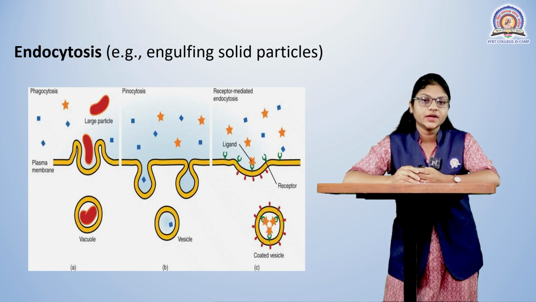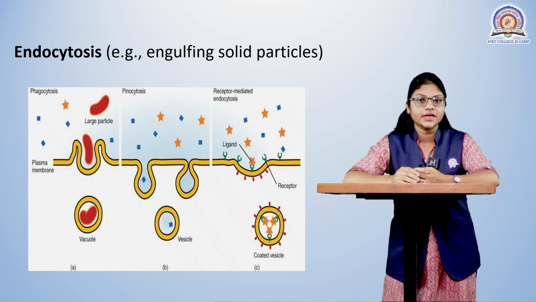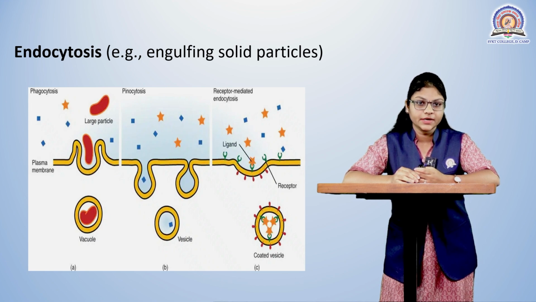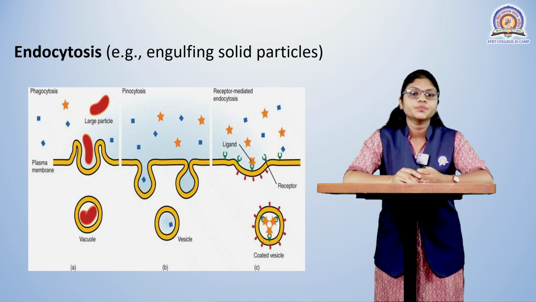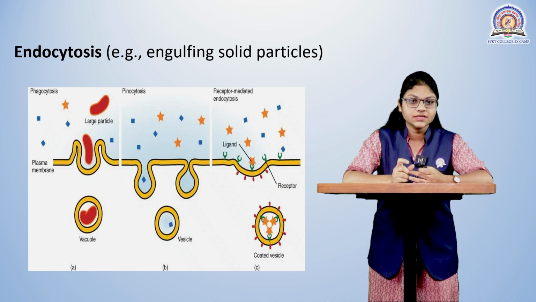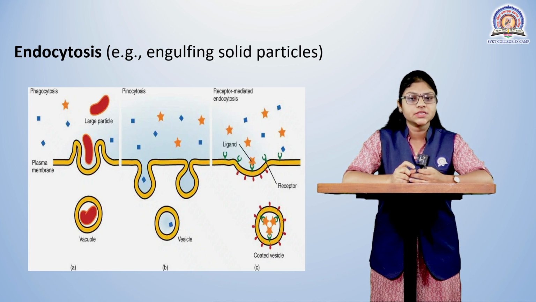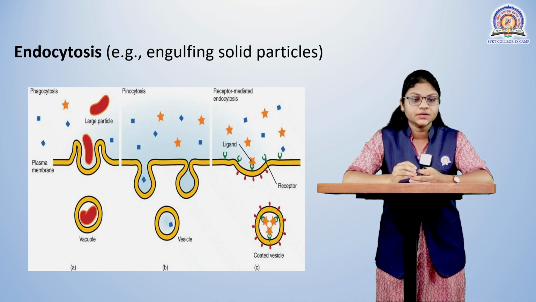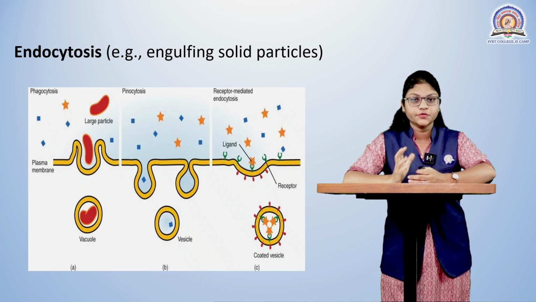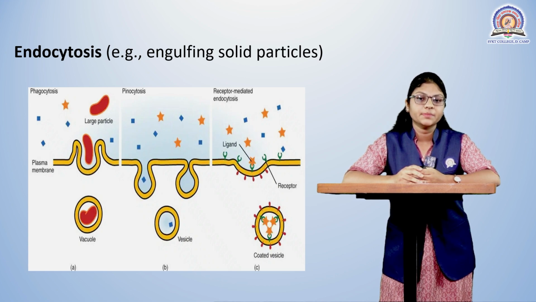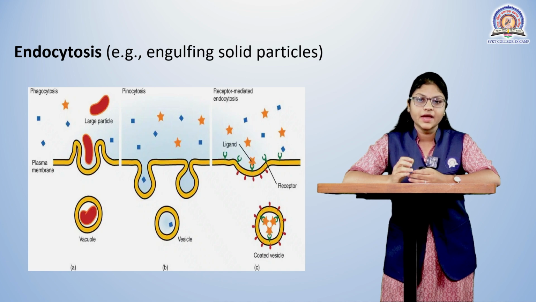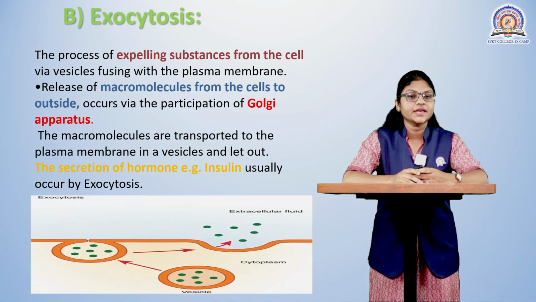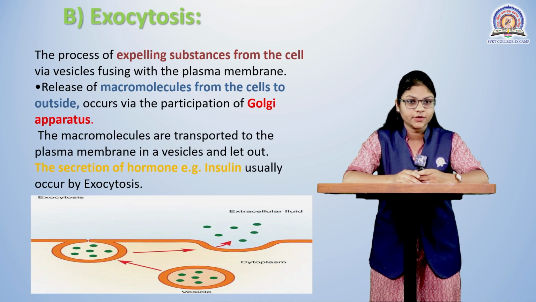There is also another modified type, which is called receptor mediated endocytosis. The specific ligands which have a specific receptor get attached to the receptor. At that time conformational changes occur, the membrane starts to invaginate and coated vesicles are formed, and these particles are taken inside the cell.